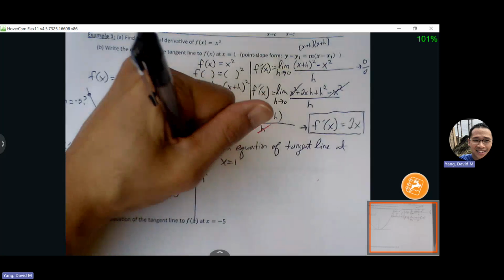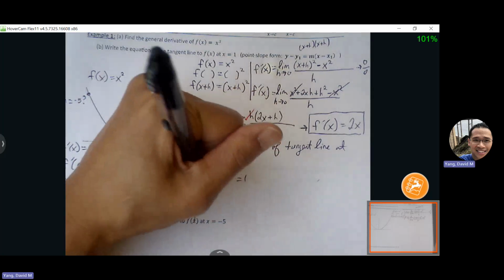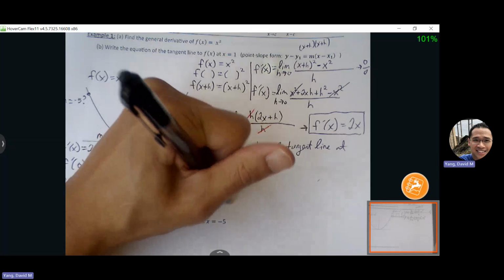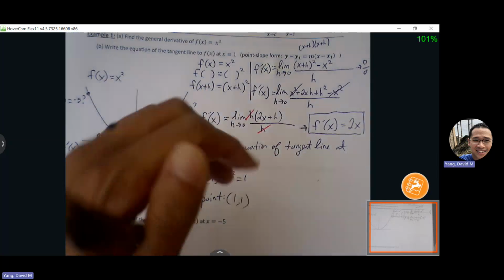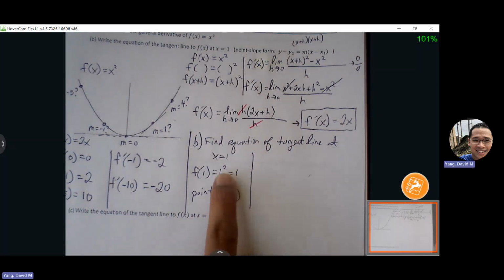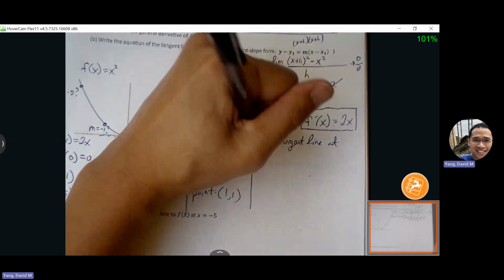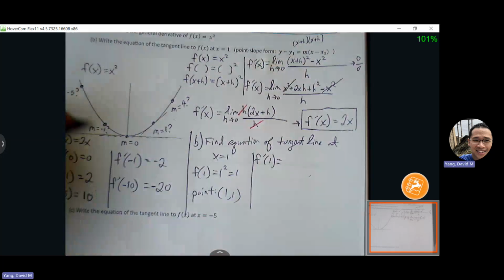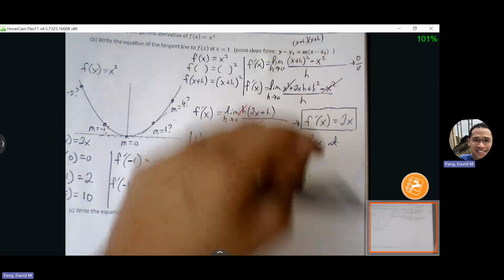So f of 1 is equal to 1 squared, which is 1. So I have an ordered pair, which is (1, 1). That point is (1, 1). Now, if I want to find the derivative at that same point, I'm going to plug 1 into the derivative function. So f prime of 1, like we said, is equal to 2. So that's my slope. My slope is 2.